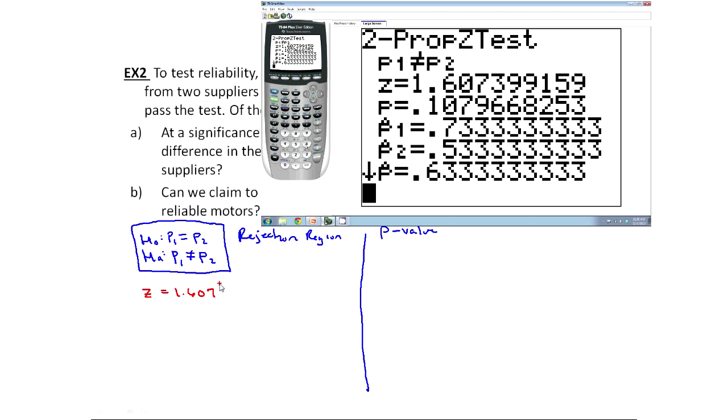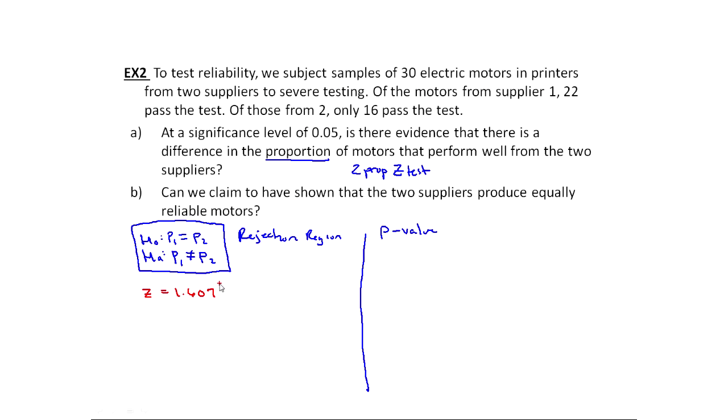All right, so what I need in the rejection region method now is to compare this to a critical value, right? So I need my rejection region.